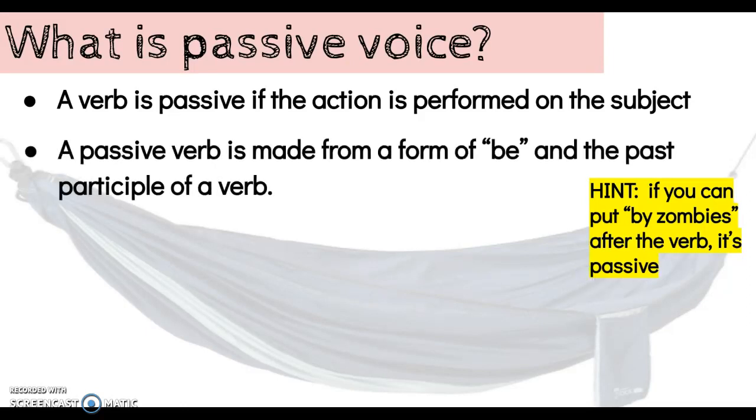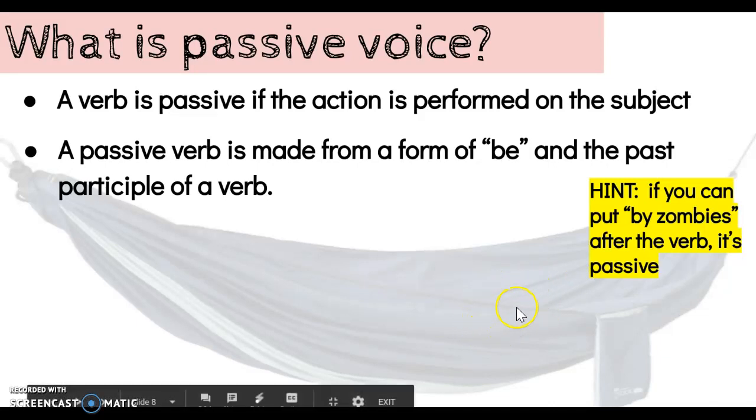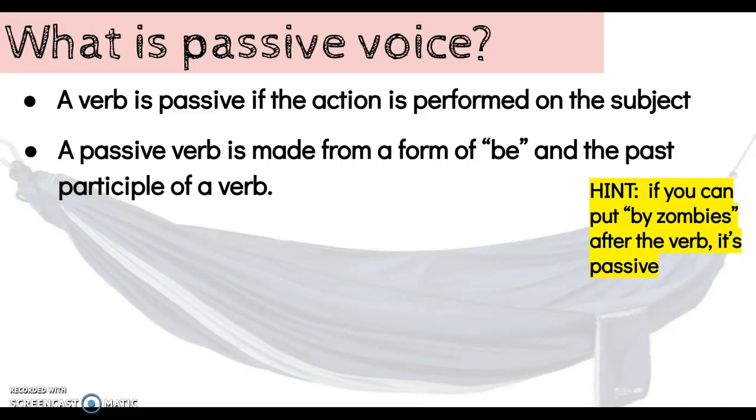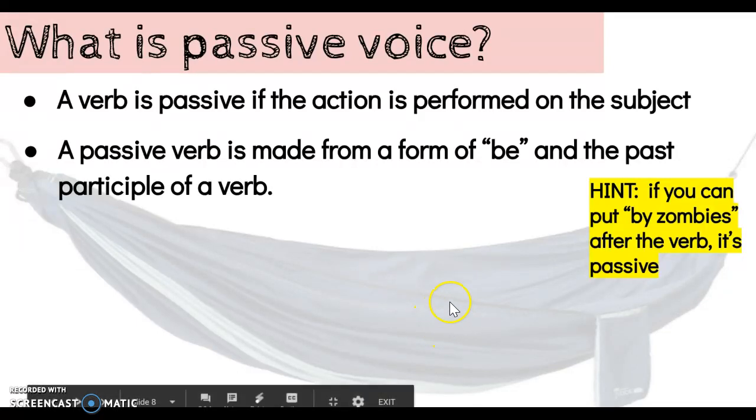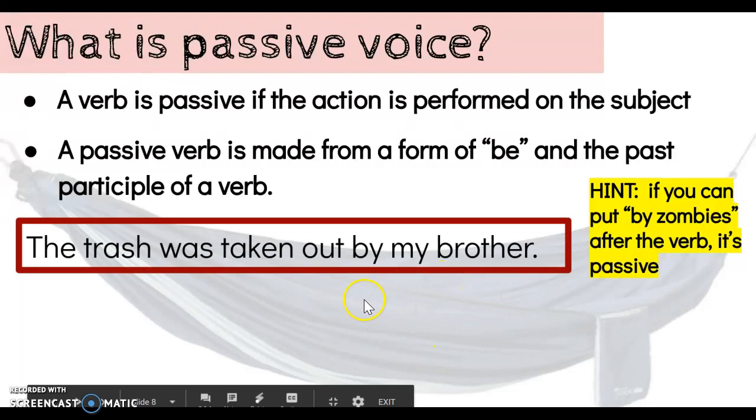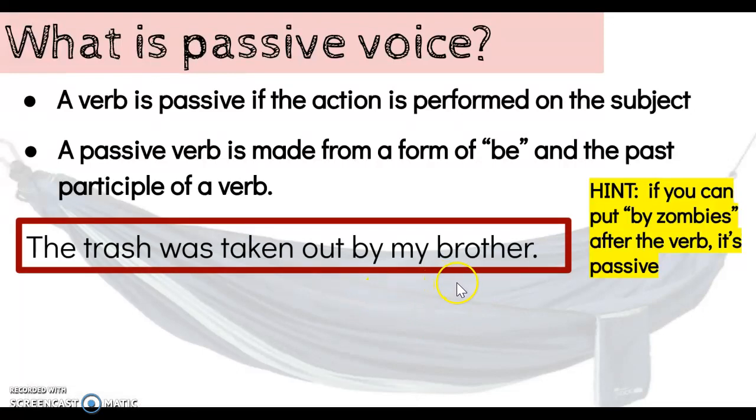A passive verb is made from a form of be and the past participle of a verb. And we just talked about participles when we were working on our verbals. So a participle is a verb that's in an ed or ing form. The trash was taken out by my brother. The person who's actually doing this work is the brother. The way that the sentence is formed, it's showing that the action was done to the trash. The trash was taken out by my brother.